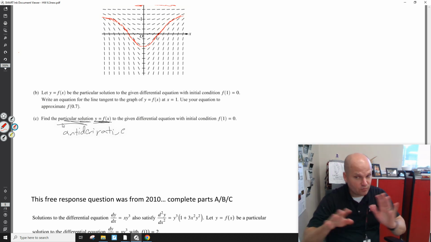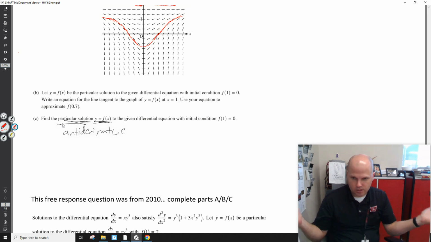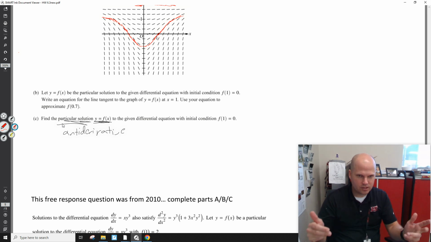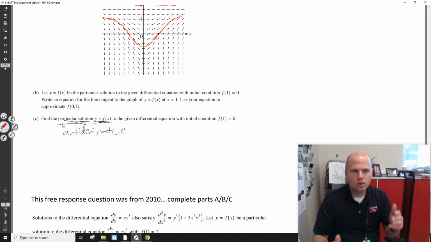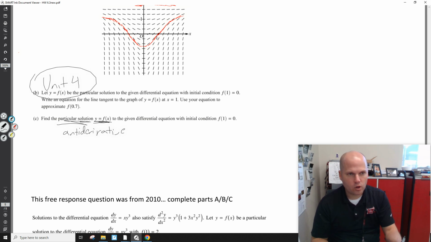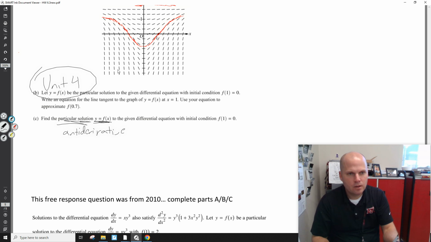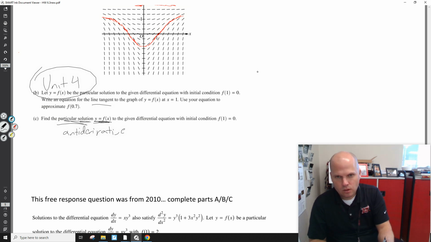It doesn't say to find the particular solution. It says, hey, this is a particular solution. Write an equation for the line tangent to this at x equals 1. Use your equation to approximate f of 0.7. Guys, this is a unit 4 question. Tangent line approximations. Tangent line: y minus y1 equals m times x minus x1.